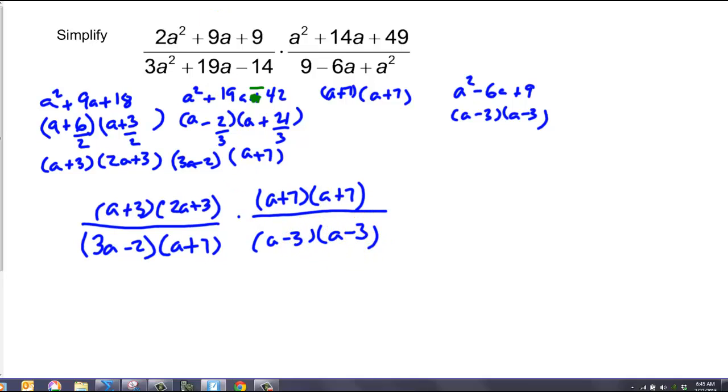And now we look for terms that are exactly alike. We'll reduce those. So here's an a plus 7 that goes. I don't have any a plus 3s. I think that's going to be about it.